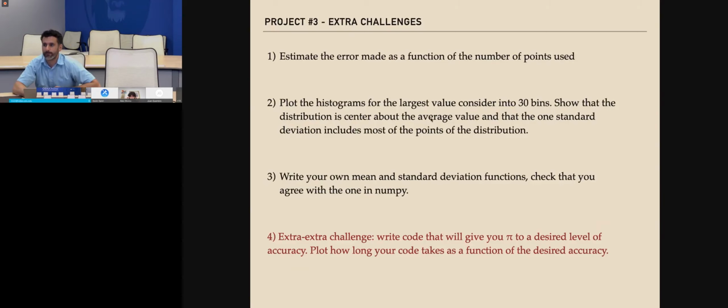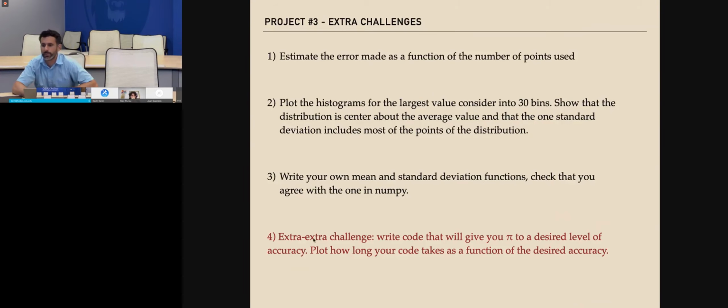Second, plot the histogram for the largest value considered into 30 bins. Show that the distribution is centered around the average value, and that one standard deviation includes most of the points of the distribution. So this is testing whether you can make histograms, whether you can do mean values and standard deviations, and convince yourself that these coincide. Write down your mean and standard deviation functions. Check that you agree with the ones in NumPy. So do your own checks, okay?